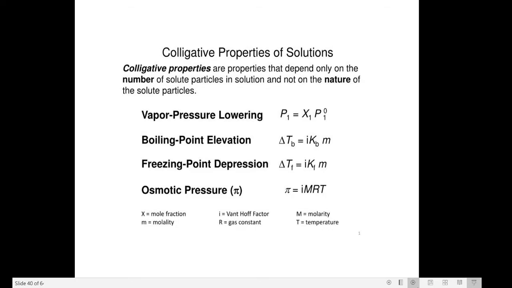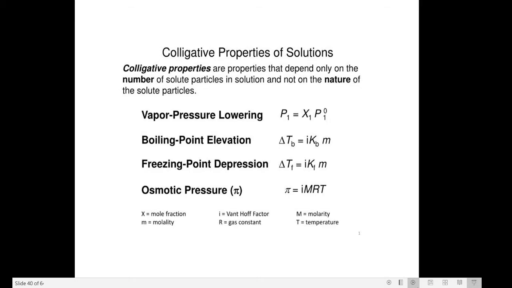This colligative property of solutions is very important. It depends only on the number of solute particles in the solution, not on the nature of the solute particles. Vapor pressure lowering means P1 equals X1 times P1 naught.